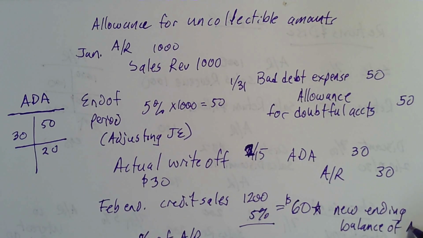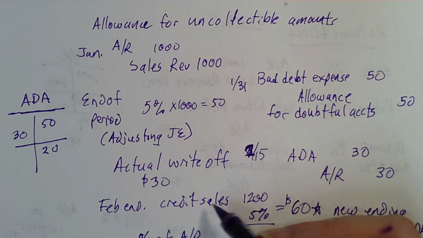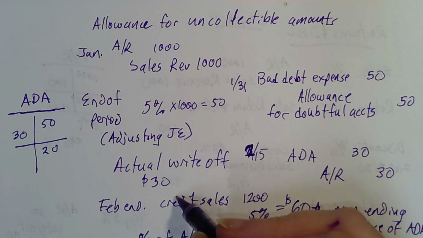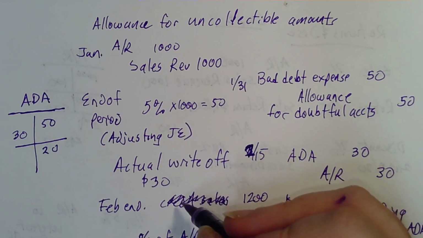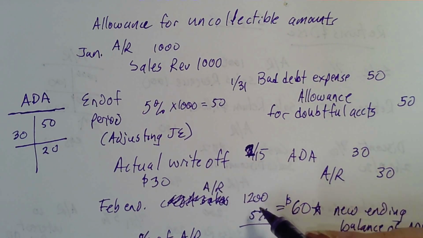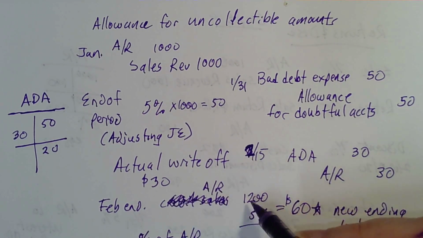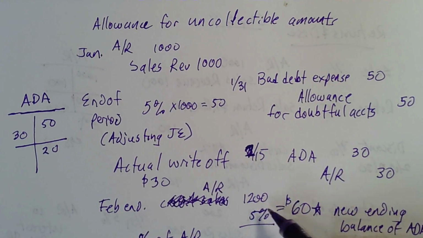Let me phrase this differently. If we had a bunch of sales in February, and the amount that was in AR at the end of February was $1,200, we say, well, 5% of that $1,200 is going to be bad. That ends up being the new ending balance.